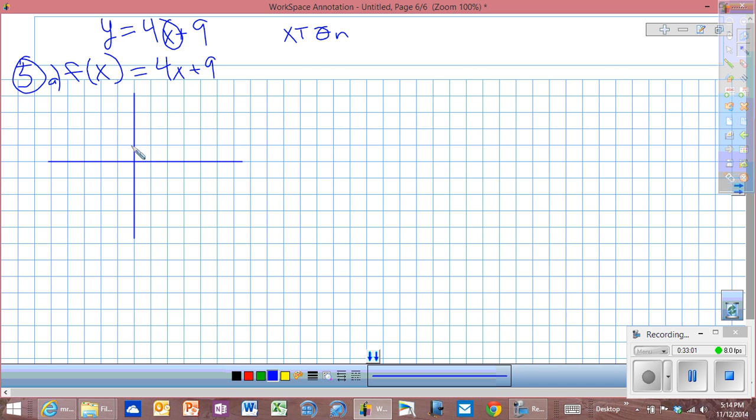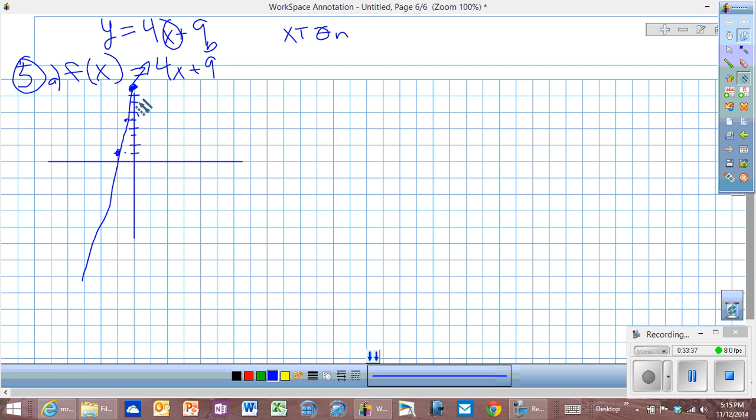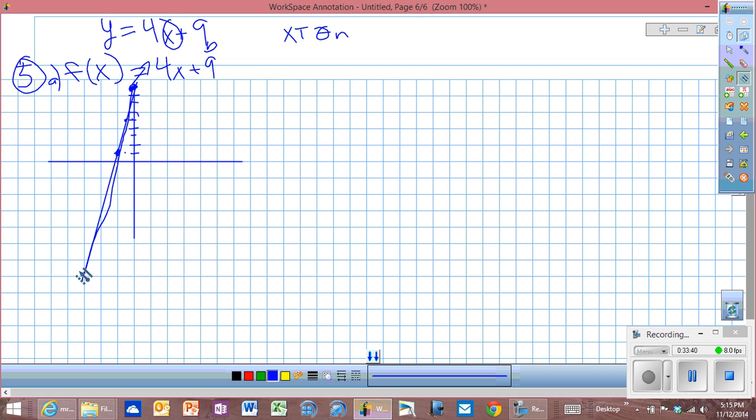We go up 9. I'm going to count by 2s. So this is 1, 2, 3, 4, 5, 6, 7, 8, 9. 9 is my b, which is where I cross there. Okay, my slope is 4. I know I'm going to have something that goes up because it's a positive slope. This is a positive 4. But then I can go down 4 and left 1. So I can go down 4, left 1, down 4, left 1. Okay, so then I should be able to draw this line. Whoops, I didn't get my straight line tool like I wanted to. Okay, so hopefully you should have a line that looks something along those lines.